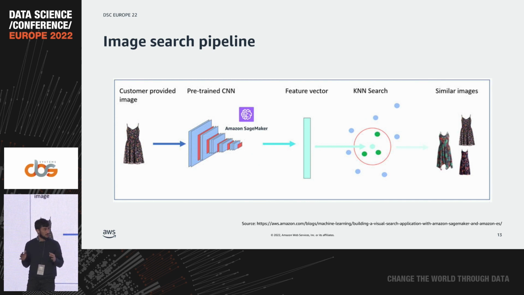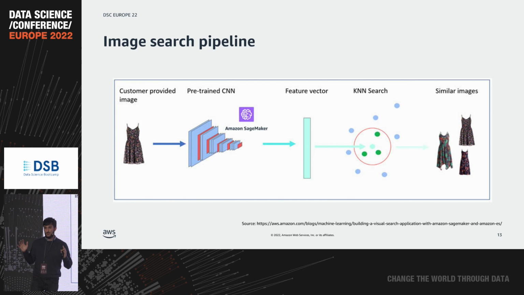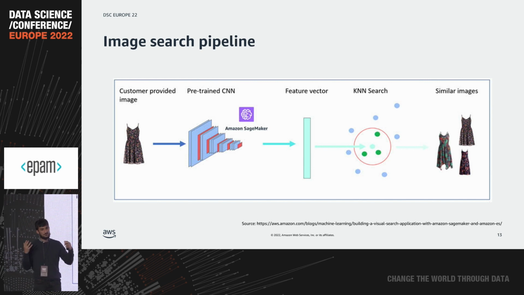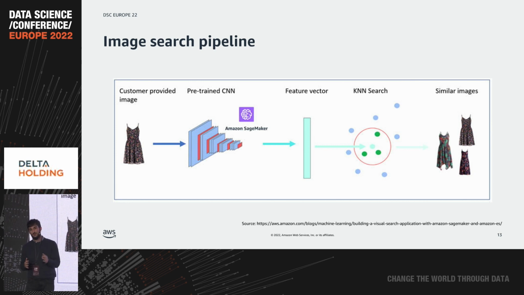So let's do a recap. Here we have the whole search pipeline. So we start with, okay, let's start with an image of a dress. We want to reduce the dimension of it. We want to extract all the meaningful information into a feature vector. For that, we're going to use a convolutional neural network to get the features that describe this image in a more precise way.